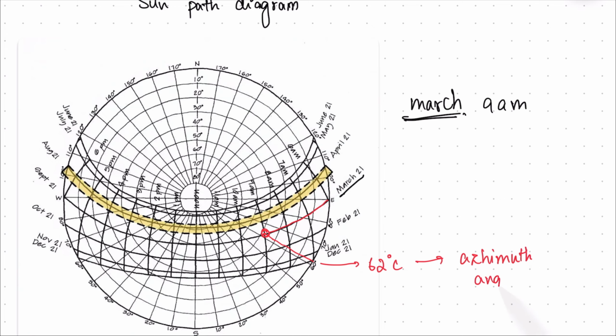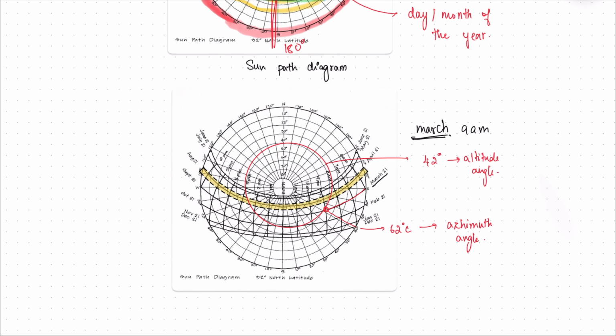And let's draw a concentric circle within this line. So let's just say it's somewhere hitting 40 something. So your altitude angle would be, let's say, 42 degrees. So this is how you find the sun's position and the angle of it on a particular day at a particular hour. And that's how you use the sun path diagram.